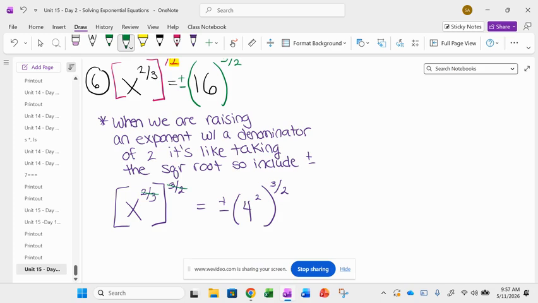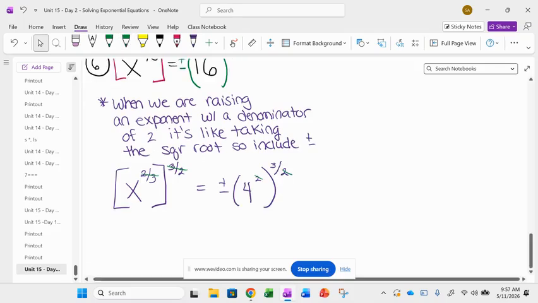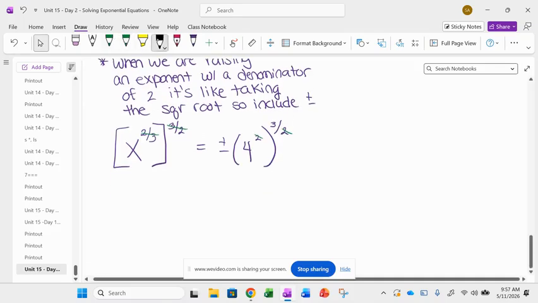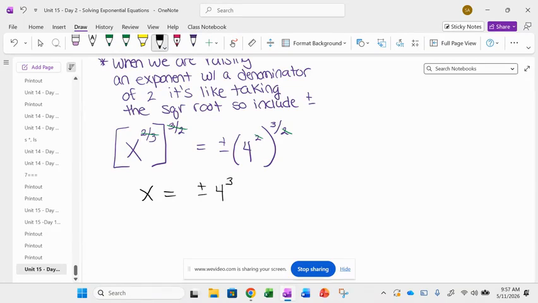Now 2/3 raised to the 3/2 cancel. The 2 cancels with the 2. So now I'm just going to have x is equal to plus or minus 4 raised to the third power.